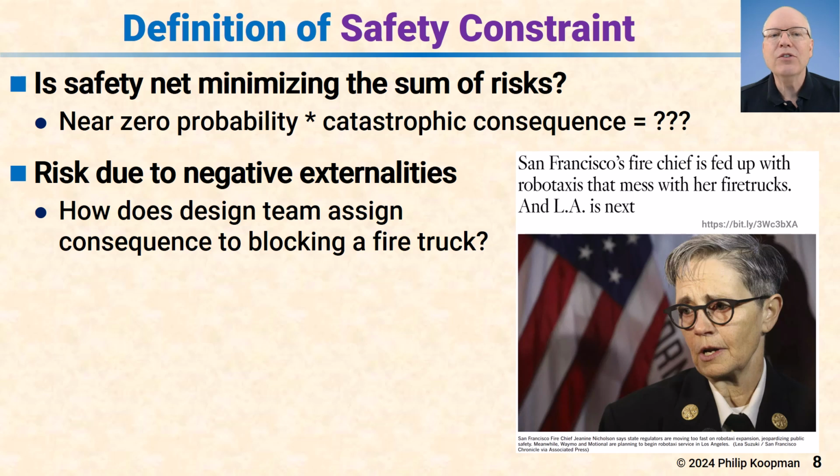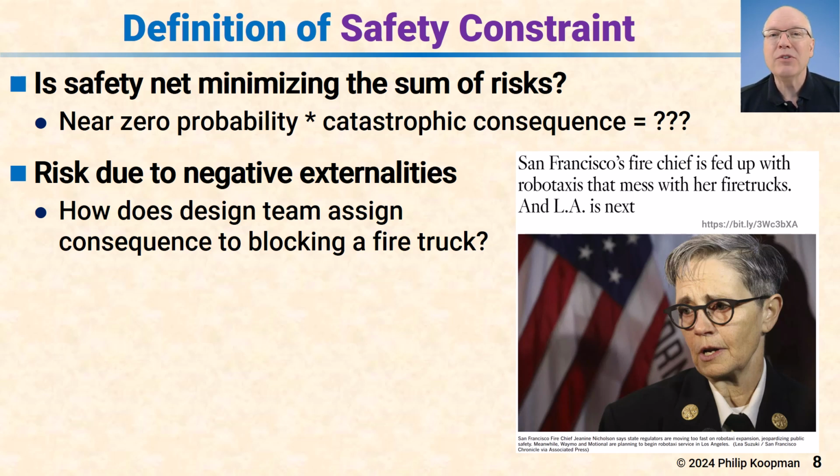There's also risk due to negative externalities. There are problems in San Francisco where robotaxis were blocking fire trucks reporting to scenes, blocking ambulances. They were causing trouble at emergency response scenes, just generally being a nuisance. But they were also parking in firehouse driveways, which meant if there were a fire, the fire trucks could not get out of the firehouse. How is a design team for robotaxis supposed to assign a consequence to this type of thing? There's no problem with the car. It did a safety shutdown. It just happens to be blocking fire trucks.